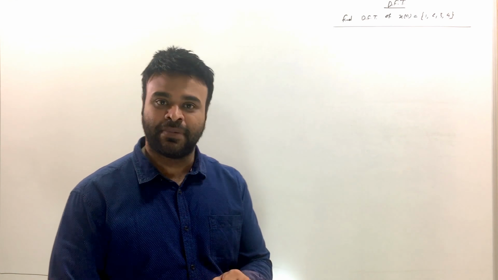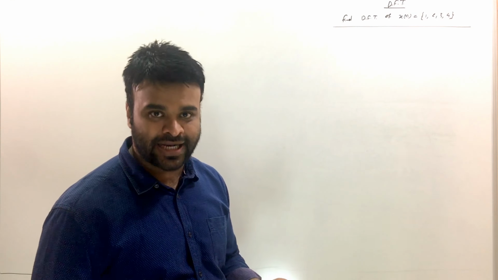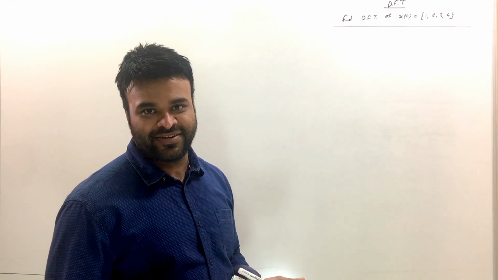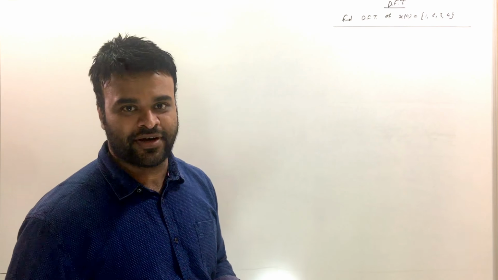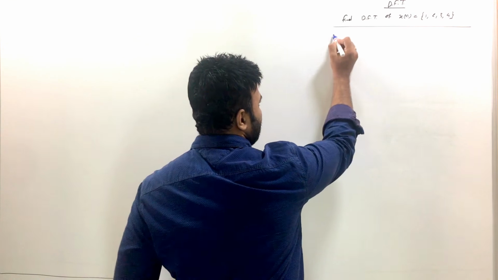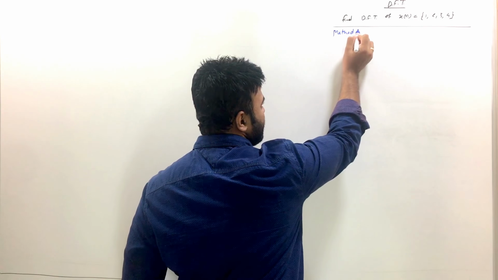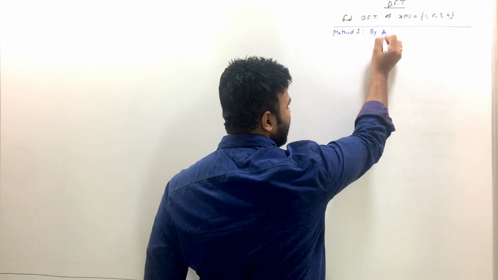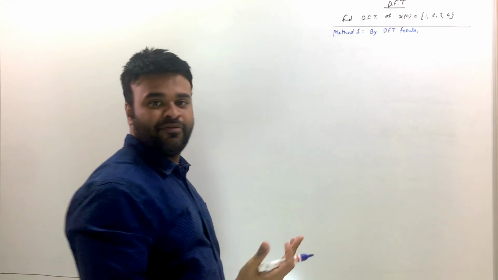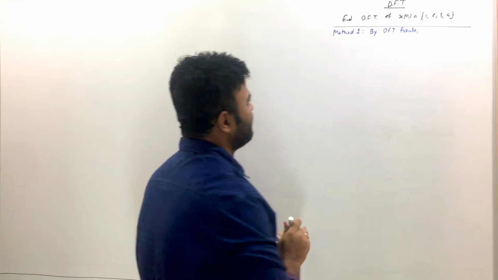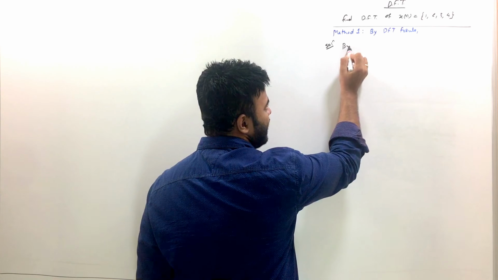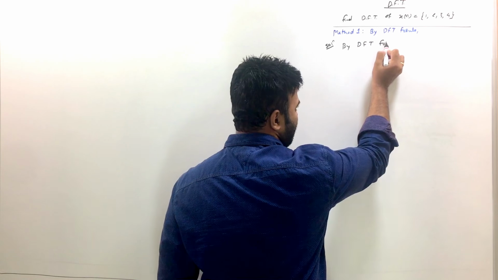So let me number my methods. The first method, the longest but the most authentic method. I'm going to use the formula of the discrete Fourier transform to find the DFT of x of n. See how it goes. Let me write down method 1. Method 1 is by the DFT formula. Here I'll be using the DFT formula itself to find the DFT of x of n. Well, let's start solving. Solution by the DFT formula.